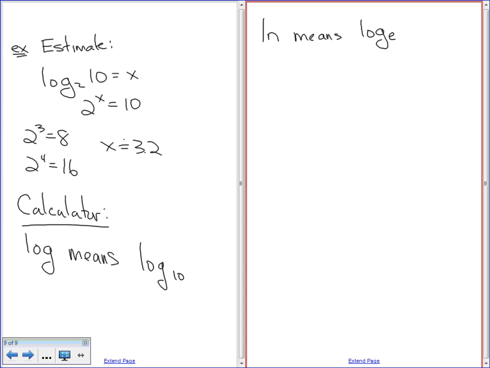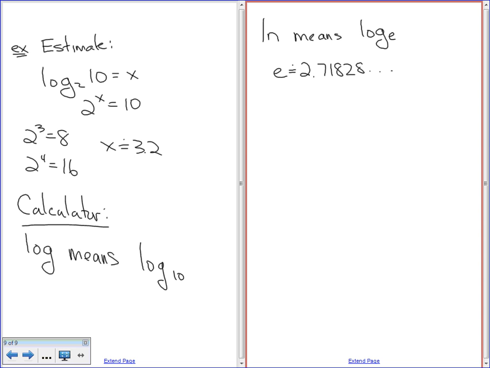I have no idea what e is. But if you hit, you'll see an e button on your calculator. If you hit e to the exponent 1, what value does that give you? Anybody get it? David? And then like 2.8 or something?